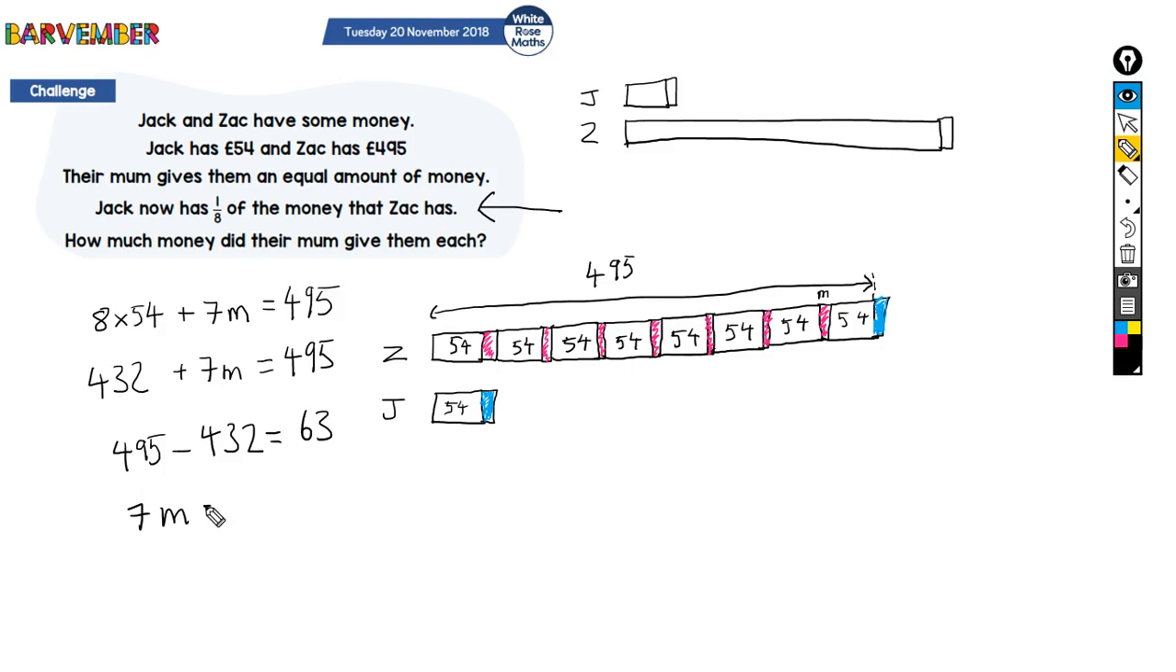So I now know that 7M equals 63. I want to find out what M is. I need to divide 63 by 7, and I know that that's 9. So I now know that each of these little blocks is 9. That one's 9, that one's 9, because remember they're the same value. Just because they're different colours, they're all 9. I can't remember what we were asked to do. We were asked to find out how much money their mum gave them each. Well, she gave each of them £9. All right, thank you very much.